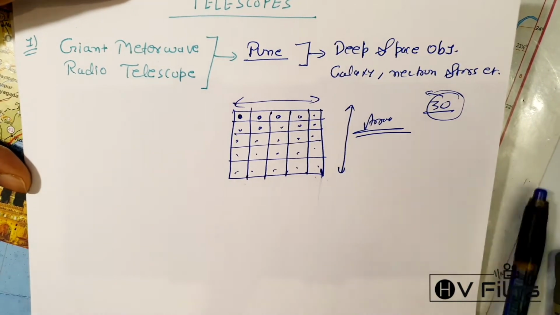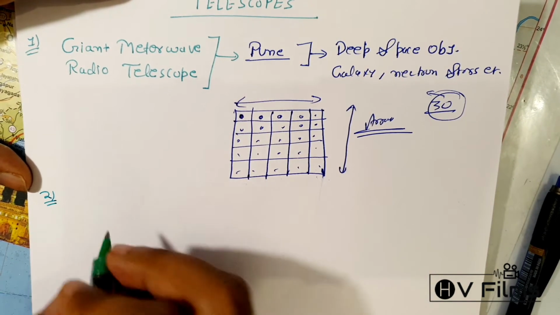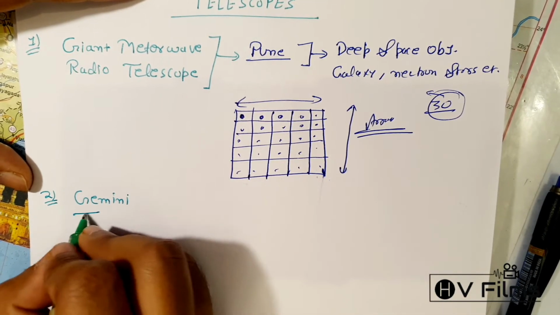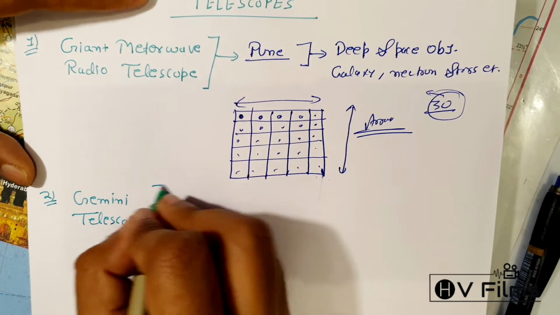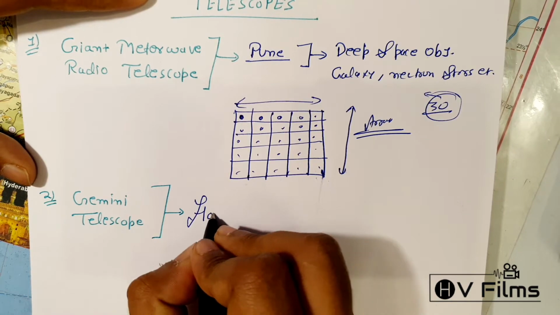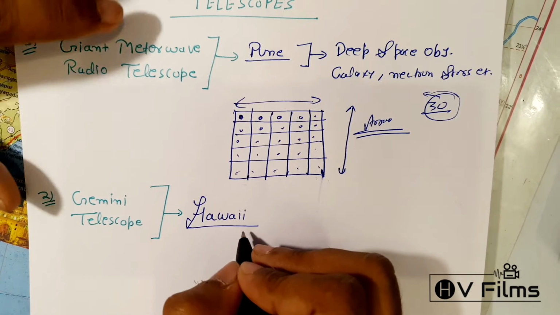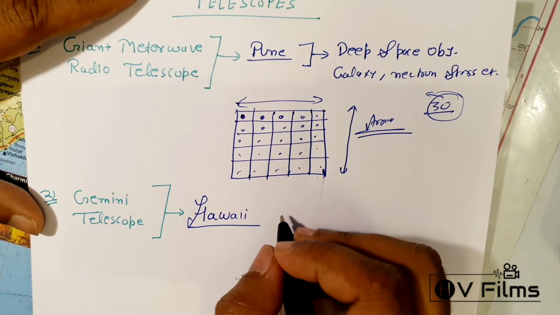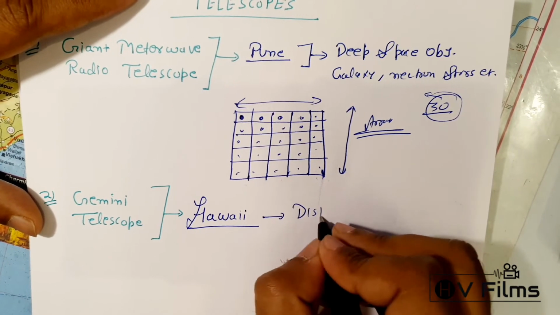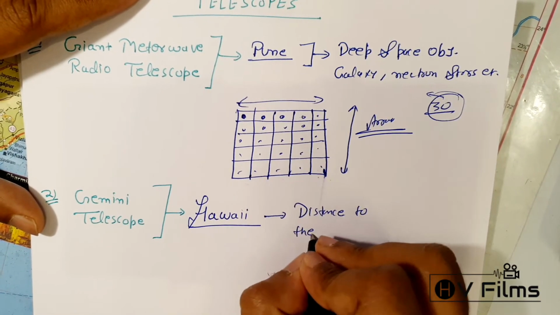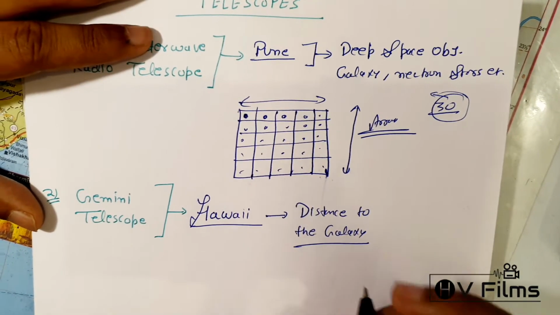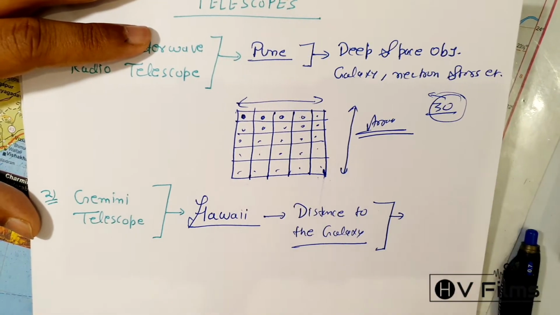The next one in the list is the Gemini Telescope. Now this telescope is in Hawaii. This is a radio telescope of the United States, and it is used to measure the distance to the galaxy. So I will write it here, the distance to the galaxy. This is what it is majorly used for. The distance of the radio galaxies is measured via what we call redshift.